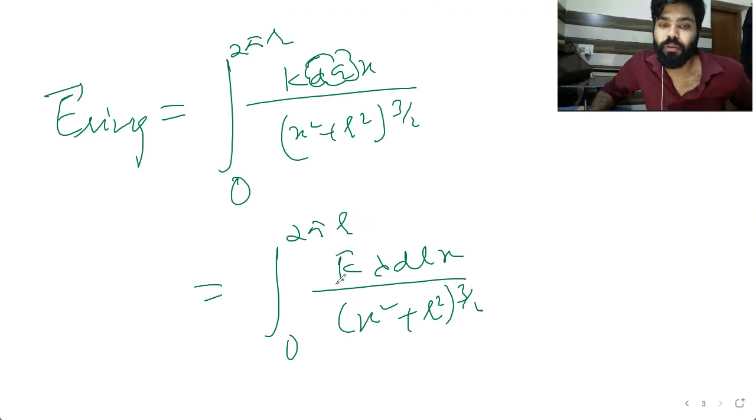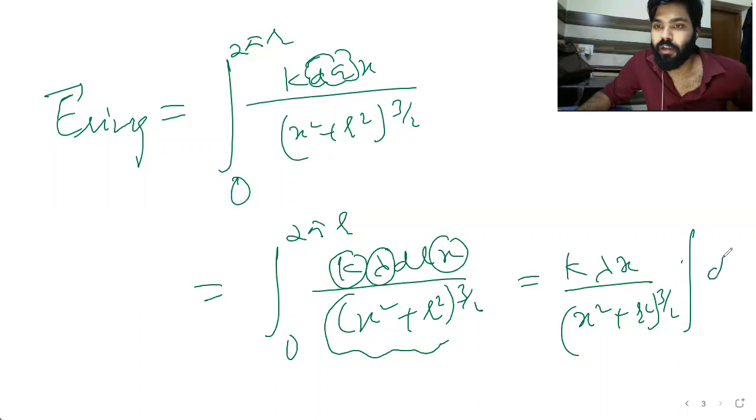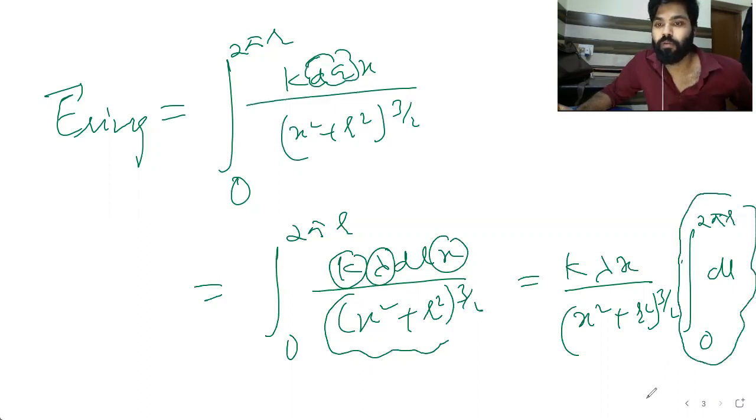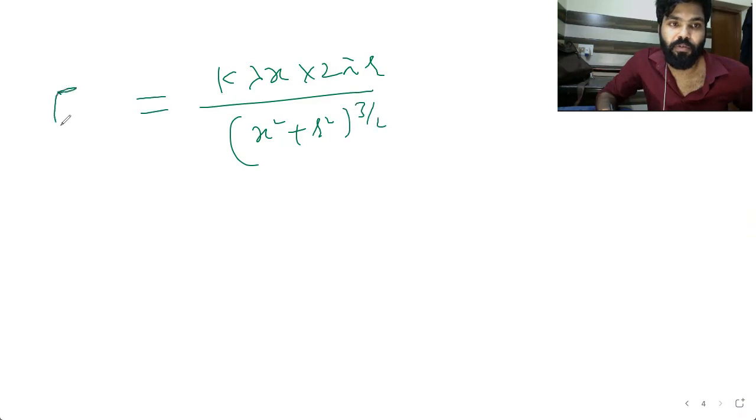You can put k lambda x and the denominator outside the integral: k times lambda times x over x square plus r square whole raised to 3 by 2. We're just left with dl inside the integration over 2πr. When you do the integration, you will get 2πr. Now you have k times lambda times x times 2πr over x square plus r square whole raised to 3 by 2. This is the electric field of the ring.